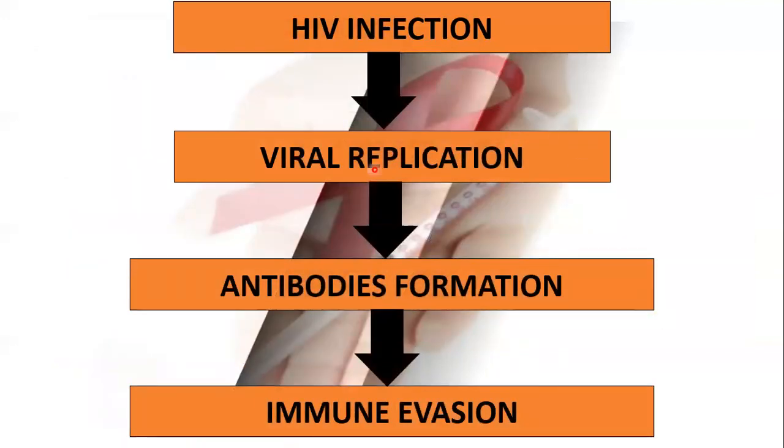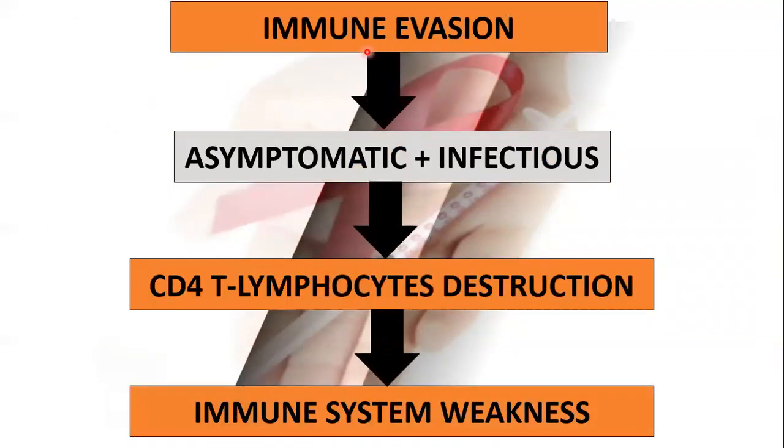From there, the virus would continuously replicate, and then our body would respond by forming antibodies. Okay? However, these viruses are really smart. They would now evade or try to hide from our immune system. So there would be an immune evasion. And once they are evading our immune system, our body would manifest as asymptomatic, but still, people infected with HIV are still infectious at this point of the disease. Even though they are asymptomatic, they continuously to be infectious.